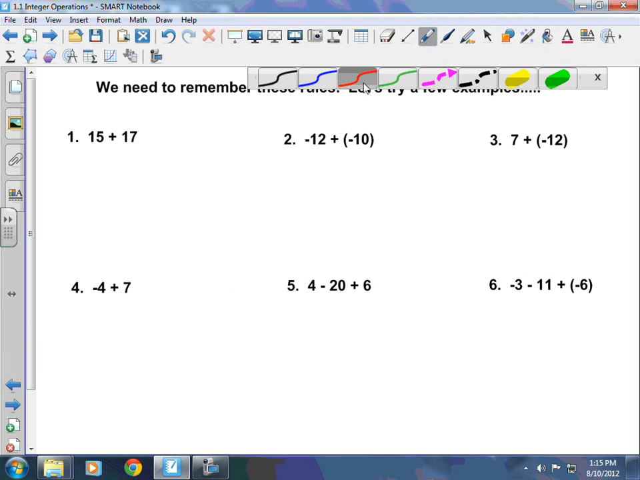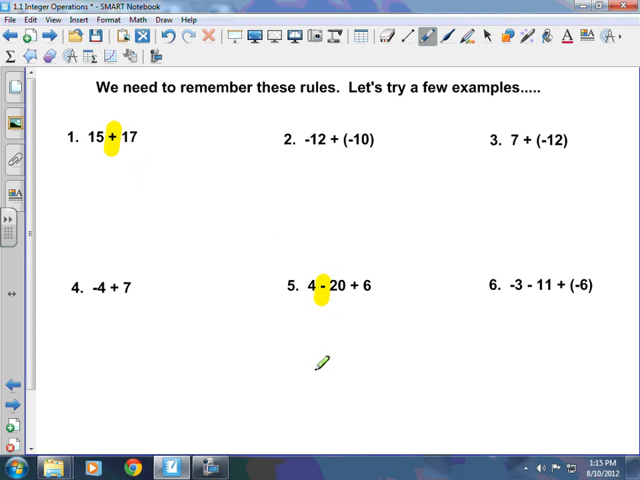The first thing I need to clarify for you is, what does the sign of the number mean? The sign to the left of the number tells you whether the number is positive or negative. This sign right here does not tell you to add these two numbers. If you remember back to our rules, we know to add if both numbers have the same sign. And also, this right here does not mean subtract these two numbers. It tells you that the 20 is negative.